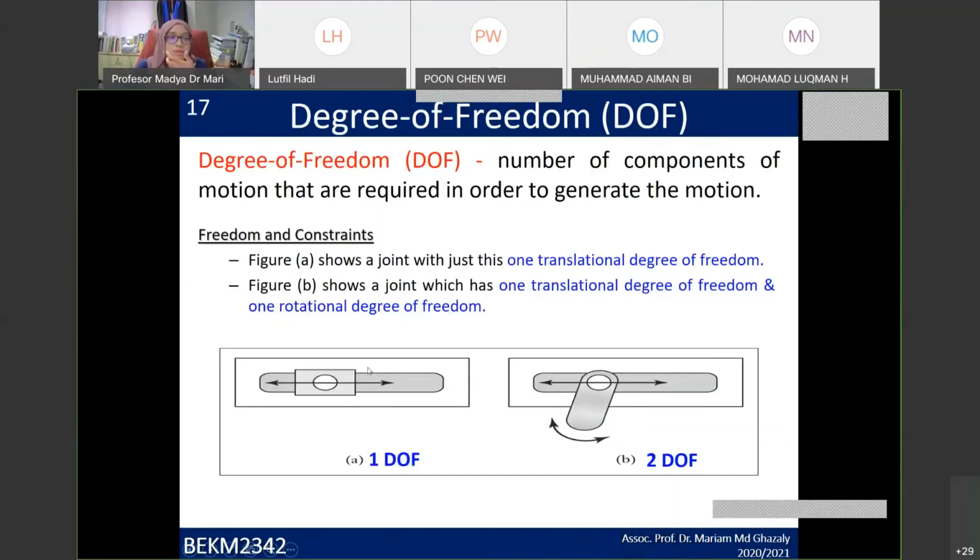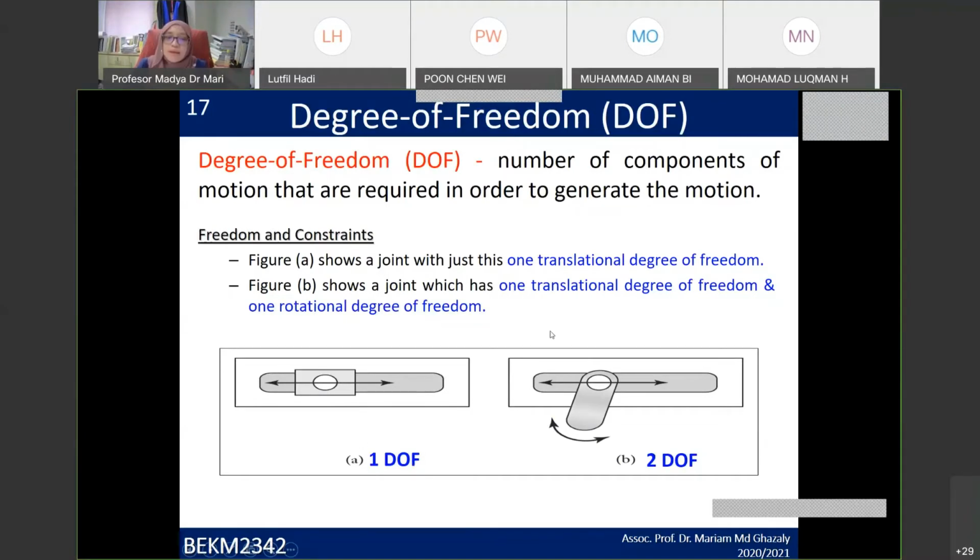So let's go to the first one. Let's go to the explanation of degree of freedom. Degree of freedom is the number of components of motion that are required in order to generate motion. So the example just now, I showed you the example of slider and crank. This first figure shows the joint with only one translational degree of freedom. It means that it's going to move in one direction. So when it's one direction, it means that it's 1 degree of freedom.